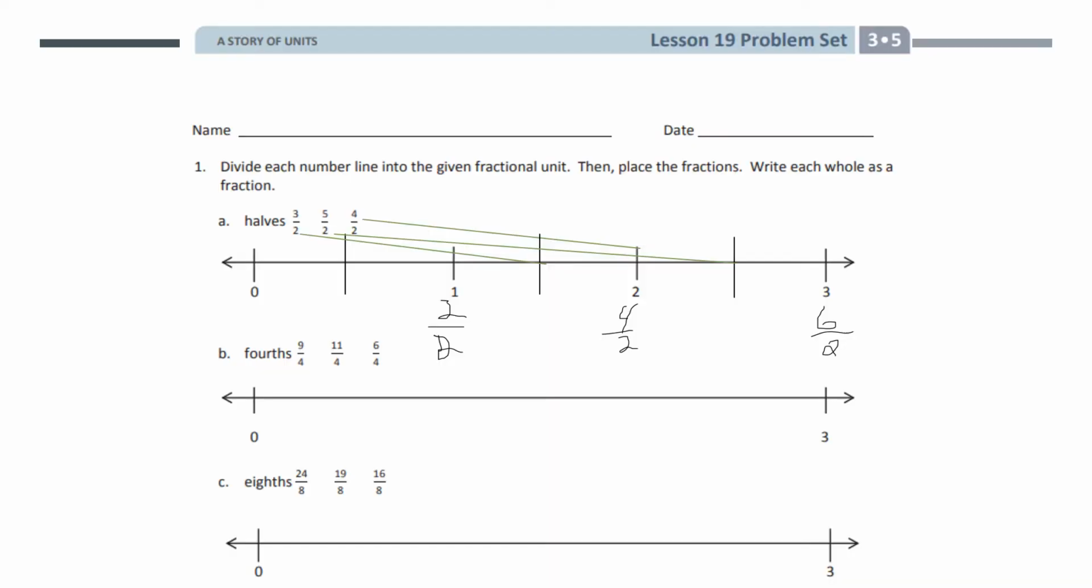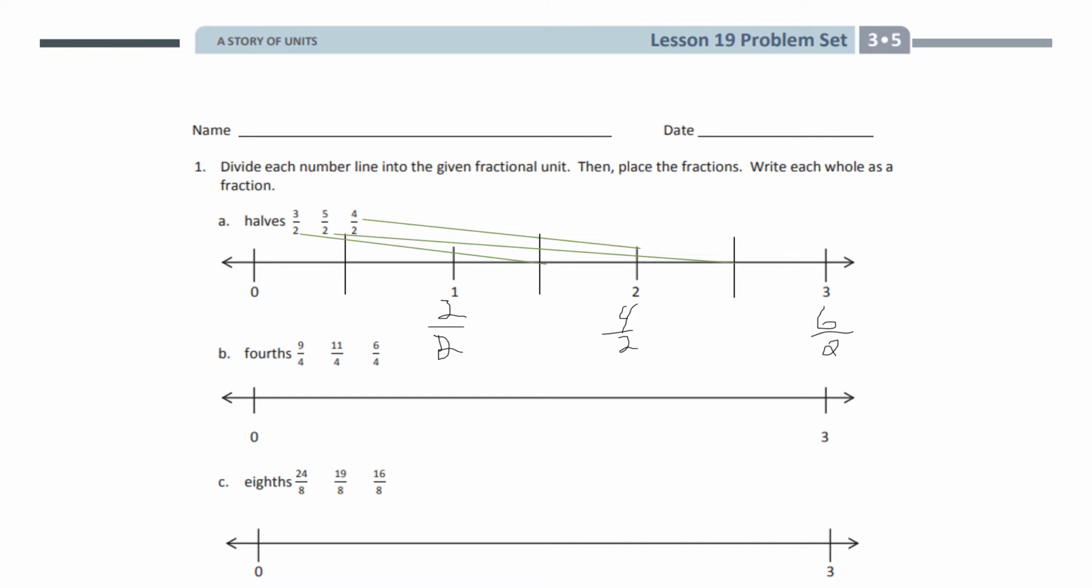All right, so let's get started with this first problem. As you can see, I did the first one for us, but what it is asking us to do is to divide the number line into the given fractional unit, then place the fractions and write each as a whole and as a fraction. So as you see, I create the lines. I also connected the line. I drew over the fractions to the lines, but it's probably easier if you actually just draw out everything and rewrite the number. If it is easier to do it this way, though, dragging it, you can do that.